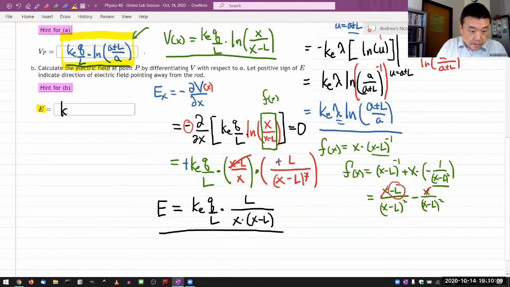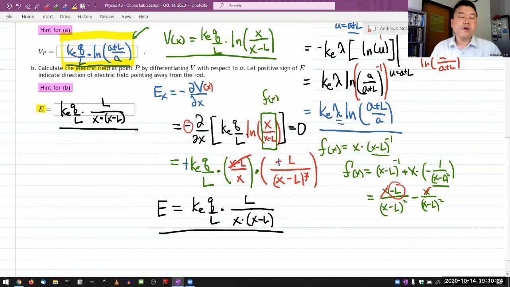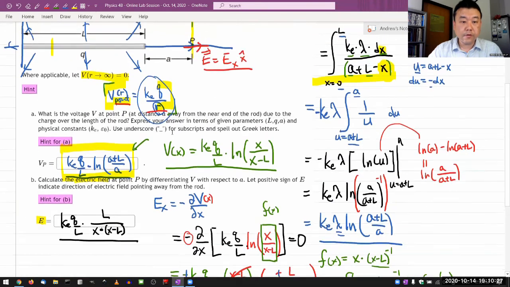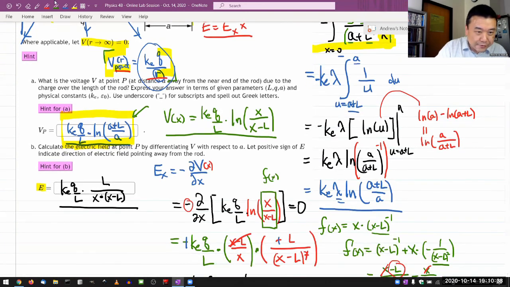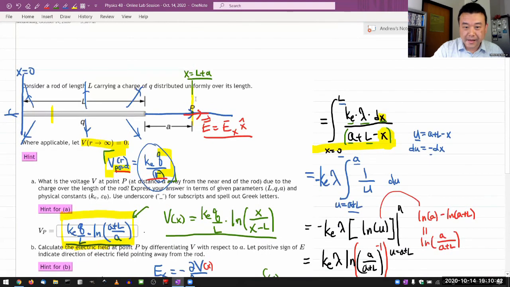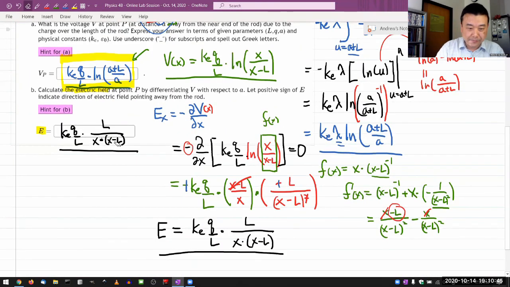So k e Q over L times L over x times (x minus L). And this is a good point to do a sanity check. You know that when you are far enough away from the rod, this rod will look like a point charge. Once your distance A is much larger than L, that's not going to be the correct answer. You do need to plug in x equals L plus A. So plugging in x equals L plus A, what this denominator will be is L plus A, that's the x, times the x minus L, so A. That is the answer that the system will accept as correct.